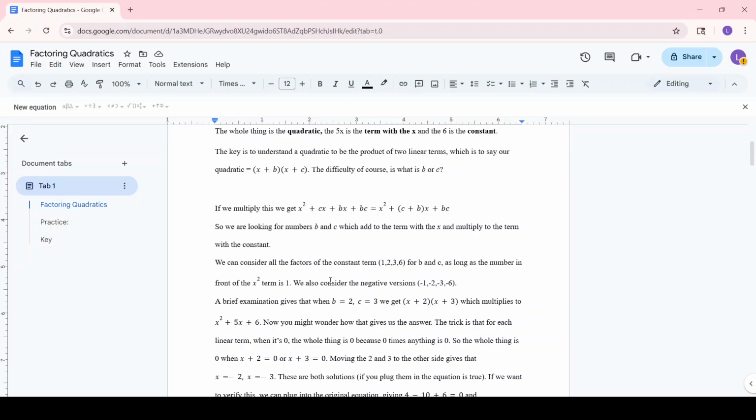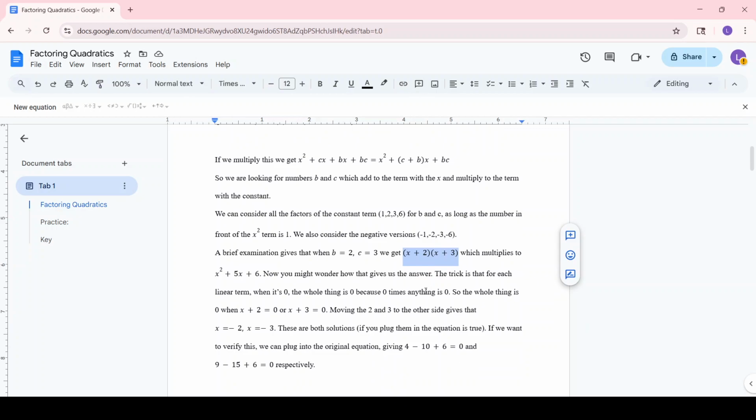And if we examine the constant term, we're going to find that when b equals 2 and c equals 3, we get (x plus 2) times (x plus 3). And that is going to multiply out to x squared plus 5x plus 6. Now you might be wondering, how does that give us the answer? The trick is that when either of these two factors equals 0, because 0 times anything equals 0, the whole thing equals 0. So now x plus 2 equals 0 and x plus 3 equals 0, so when you move it to the other side, you get that x equals negative 2 and x equals negative 3.